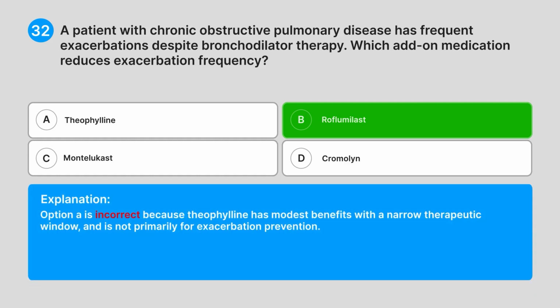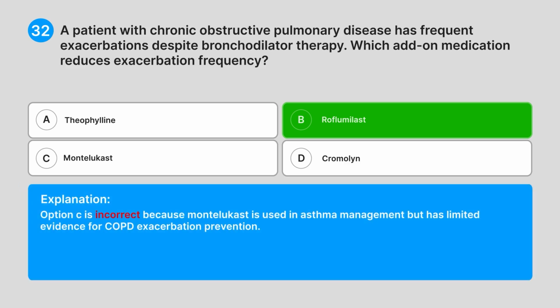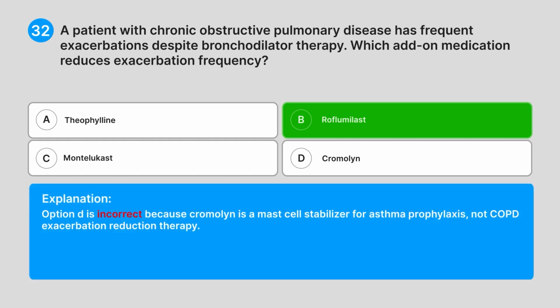Option A is incorrect because theophylline has modest benefits with a narrow therapeutic window and is not primarily for exacerbation prevention. Option C is incorrect because montelukast is used in asthma management but has limited evidence for COPD exacerbation prevention. Option D is incorrect because cromolyn is a mast cell stabilizer for asthma prophylaxis, not COPD exacerbation reduction therapy.